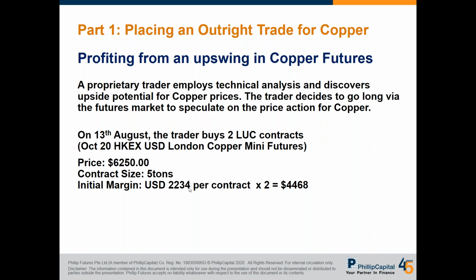Contract size 5 ton. The margin that you need to start the trade is around 2,234. So if you look at 2 contracts, it's about 4,468. So this is the minimum outlay you need to initiate the contract.